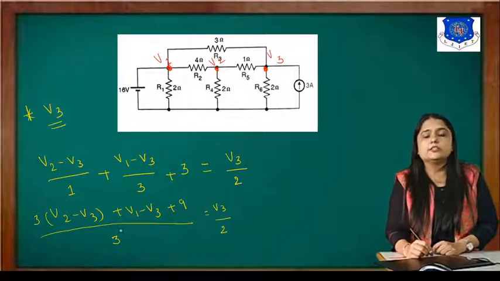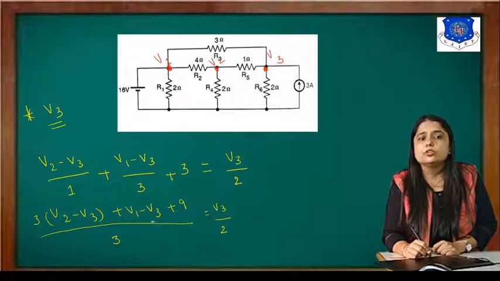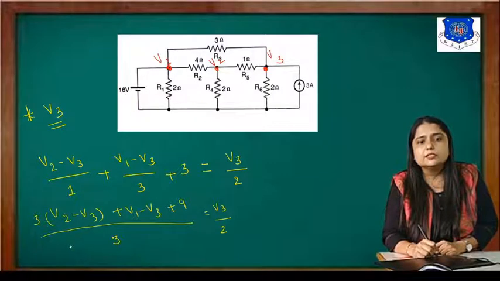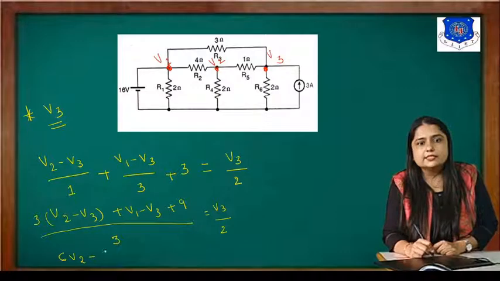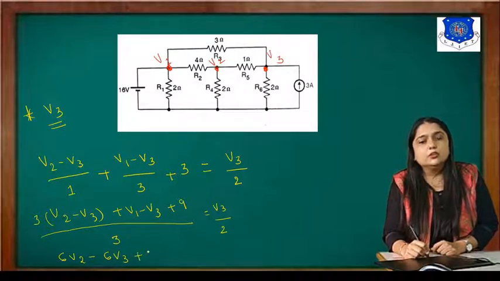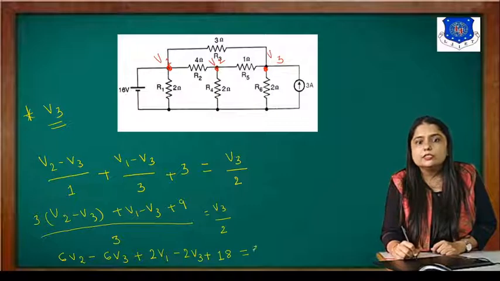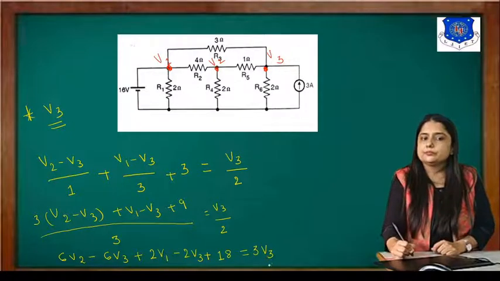Now when we solve this equation, we have to do the cross multiplication. When we cross multiply, it will become 6V2 minus 6V3, then 2V1 minus 2V3 plus 18, that equals 3V3.